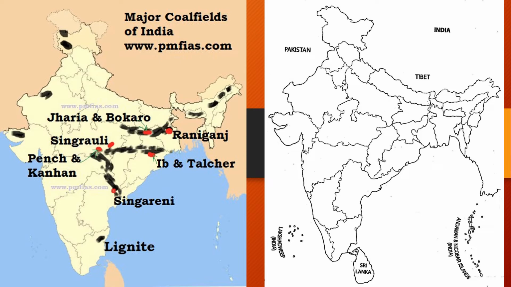First is Raniganj. Raniganj is in West Bengal. Clear? So first is this Raniganj, I'll write it here. Then they have given Jharia. Then Bokaro. Then Dhanbad.